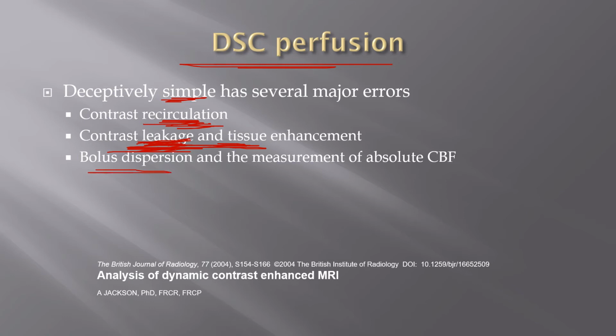Also, we get bolus dispersion. It's not a perfect little bolus of contrast moving through a lesion, since we're usually injecting the contrast in the antecubital vein. So the contrast has to flow in, go through the lungs, go through the heart, and then it goes up to the brain. So that causes a dispersion of the contrast bolus, and isn't all that close to a perfect little blip of contrast moving through the brain in the specific time.